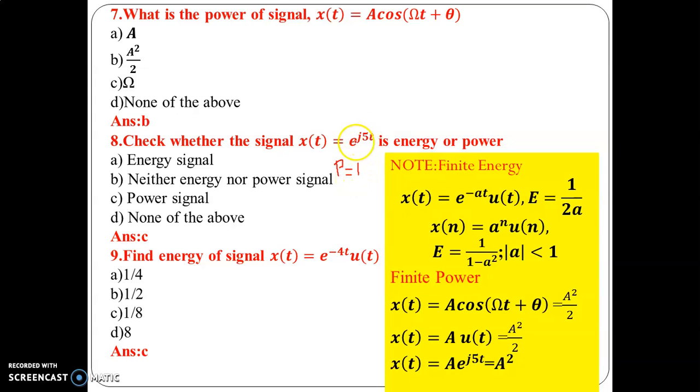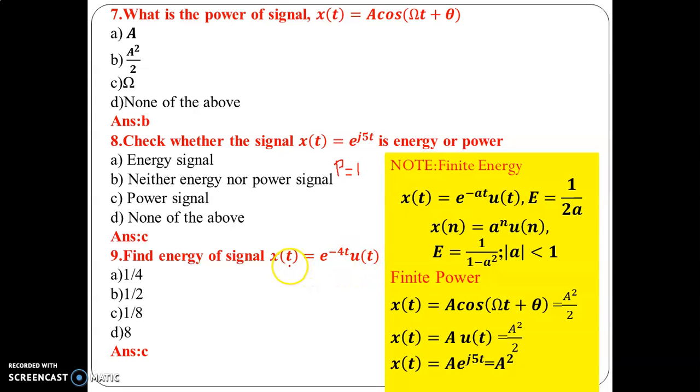Already I told you such type of signals are said to be power signals. So directly you can write option C is correct. It is a power signal, right? Now, next question. Find the energy of signal x of t is equal to e power minus 4t u of t.